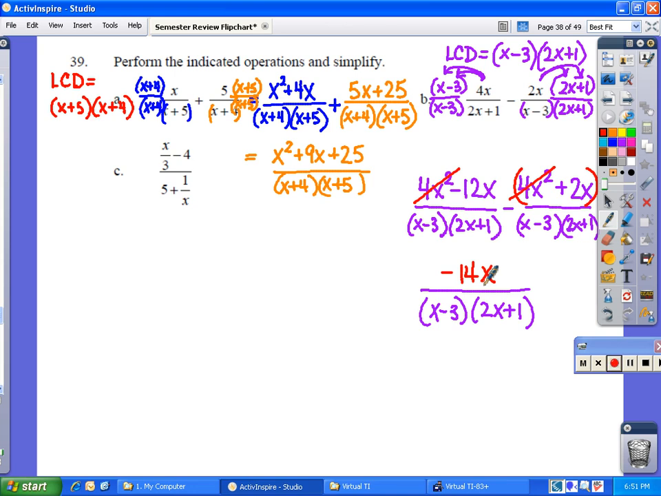Notice part C is a slightly different type of problem. Again, it uses the LCD, but this is a complex fraction. What we want to do with a complex fraction is we want to get rid of the two denominators. We're going to do that by multiplying through by an LCD made up of those two denominators. There needs to be a factor of 3 and a factor of x.